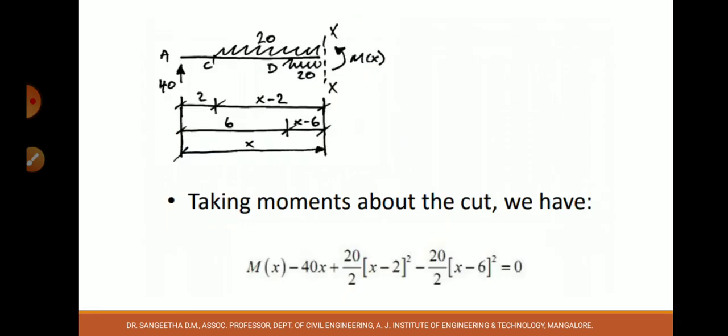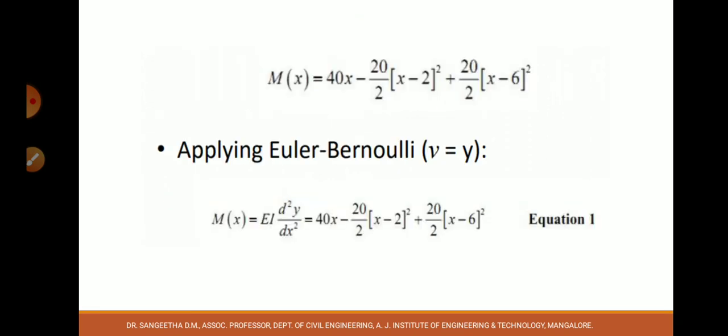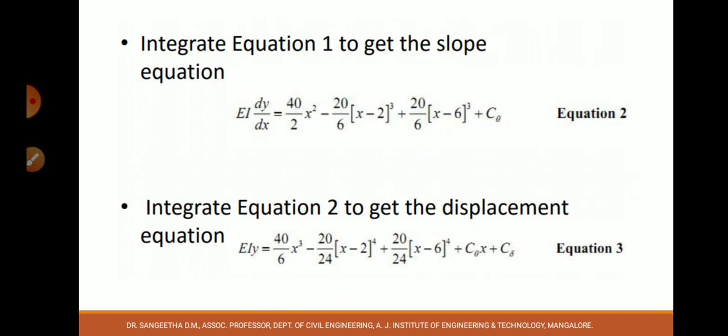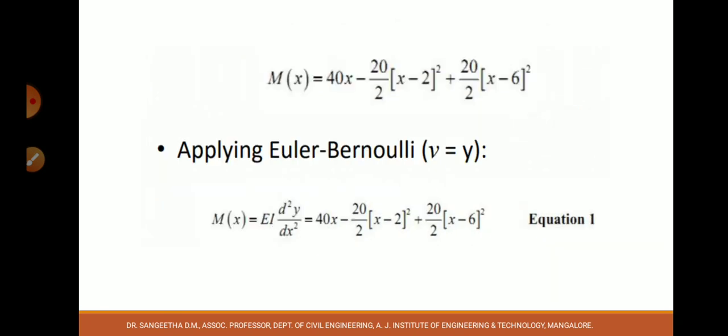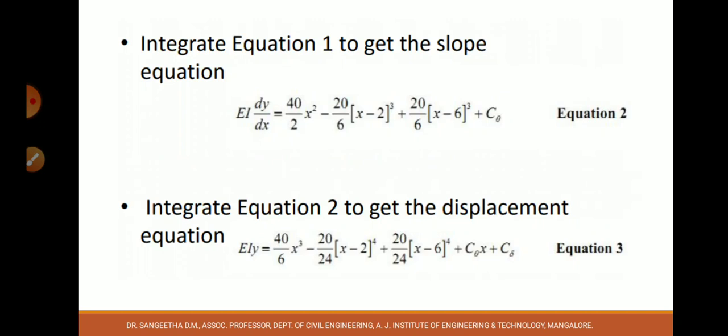When you substitute this minus m, then you have 40x minus 20 by 2 into (x minus 2) whole square plus 20 by 2 into (x minus 6) whole square. That goes that side. Next, integrating the equation, EI into dy by dx is equal to 40 into x square by 2 minus 20 by 2 into (x minus 2) whole cube by 3, so 3 into 2 is 6, plus 20 by 6 into (x minus 6) whole cube plus C1.